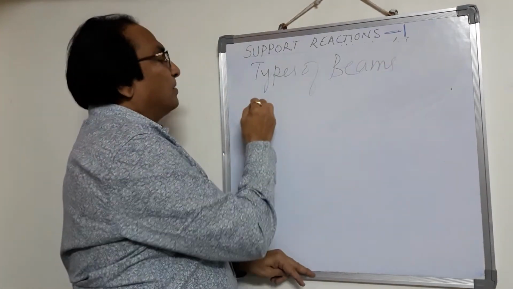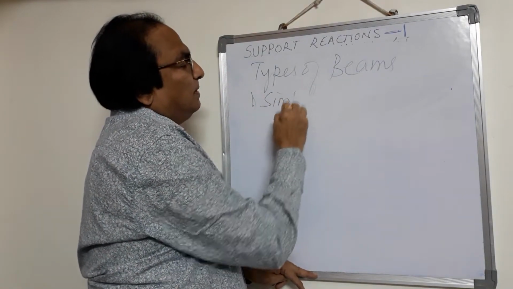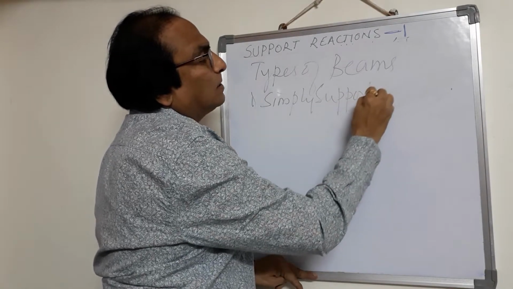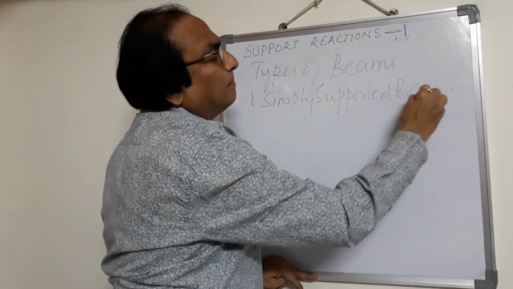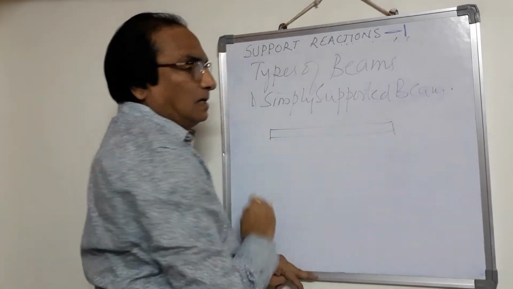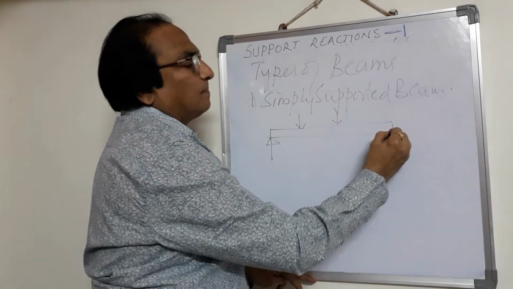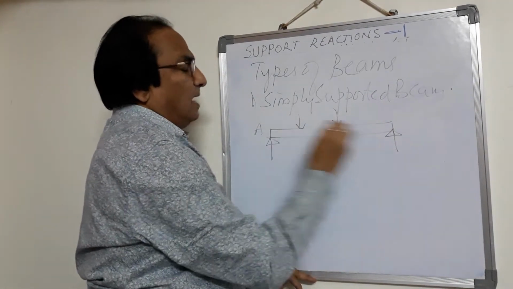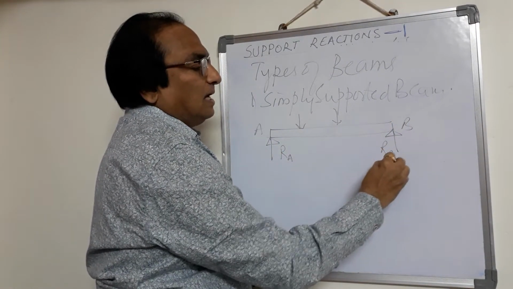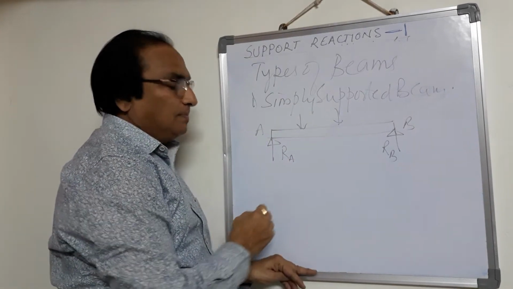Types of beams. First is the very common beam what you see, the simply supported beam. Suppose this is a beam. It is carrying loads. It is just supported at the ends A and B, so that the reactions are RA and RB. So the reaction will be acting here vertical. So this type of beam is known as a simply supported beam.